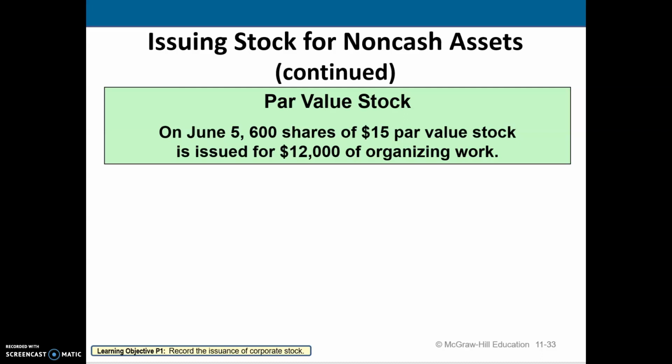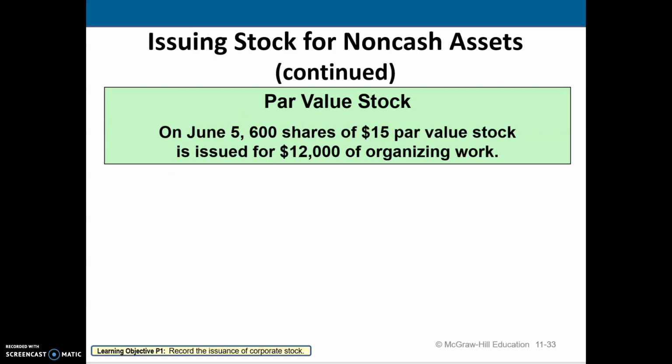When you're getting your corporation together, any of those expenses you incur while you're setting it up before you start operating are called organization expenses. And so we're short on cash. We didn't pay the bill with cash. We paid our attorney with 600 shares of $15 par value stock.